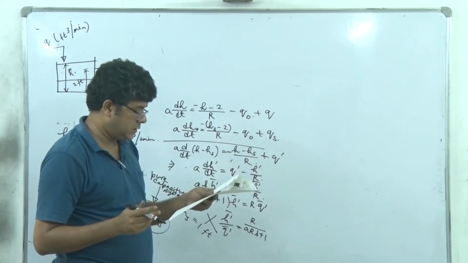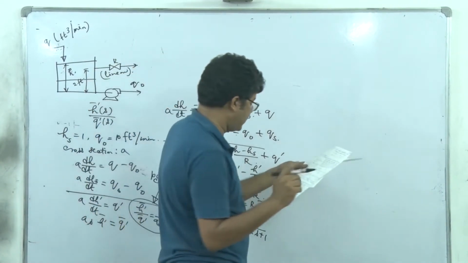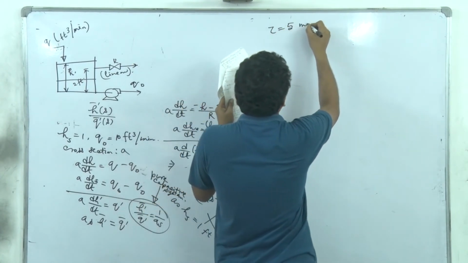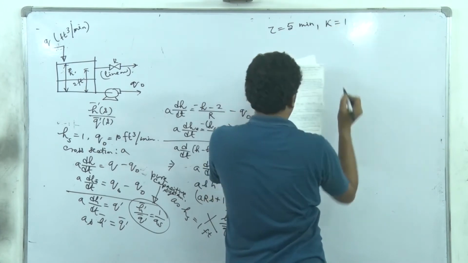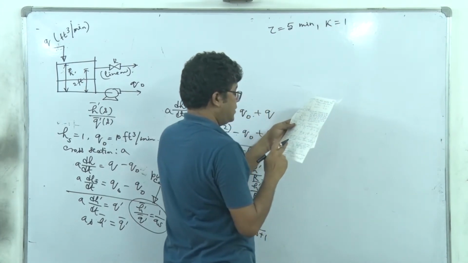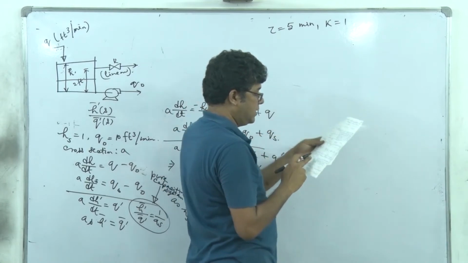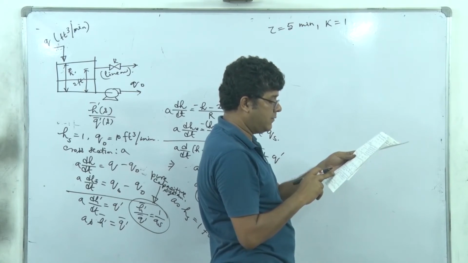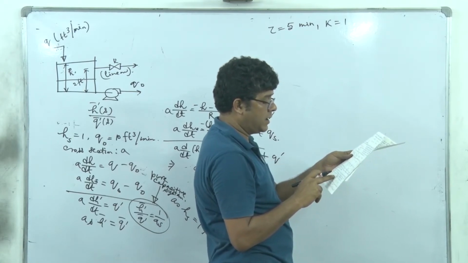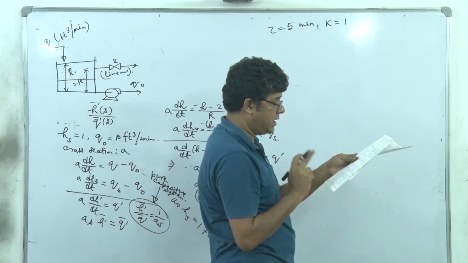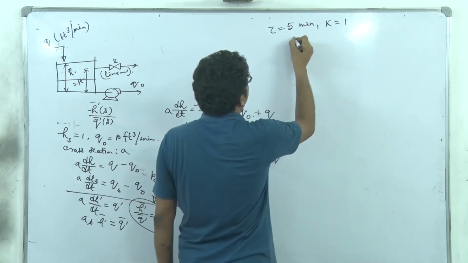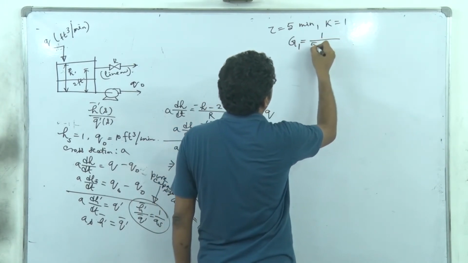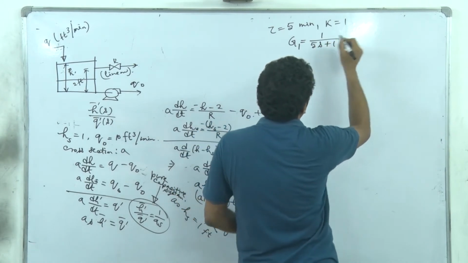The time constant of a unity gain first order process is 5 minutes, gain equal to 1. If the process is connected in series with a dead time element and the corresponding phase lag is 60 degrees at omega equal to 0.2 radian per minute, the dead time is? So what is the transfer function? G1 is 1 divided by 5s plus 1. This is the first order transfer function.